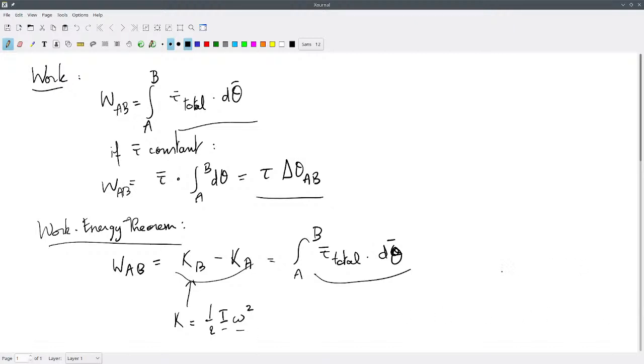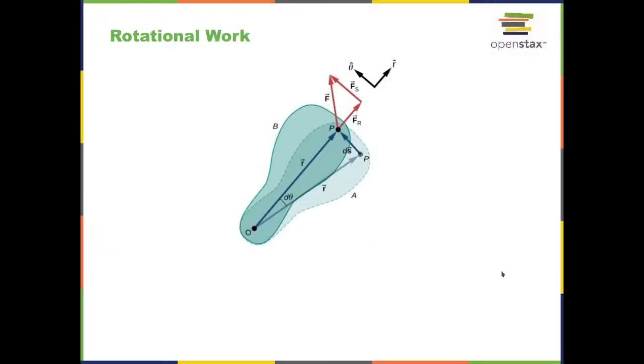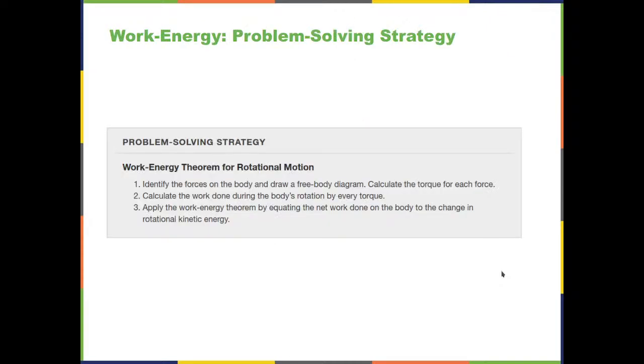So let's apply that to exactly this problem. Just to recap, the problem-solving strategy will be to first identify the forces and calculate the torques, then calculate the work done for the given rotation, then apply the work energy theorem to calculate the change in rotational kinetic energy, and then derive omega.